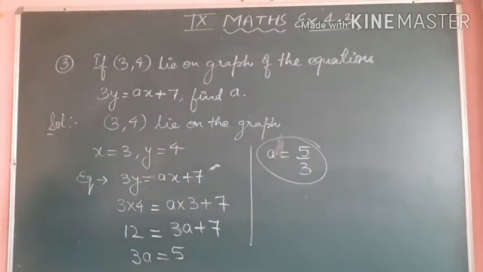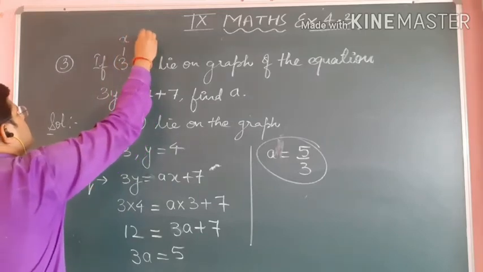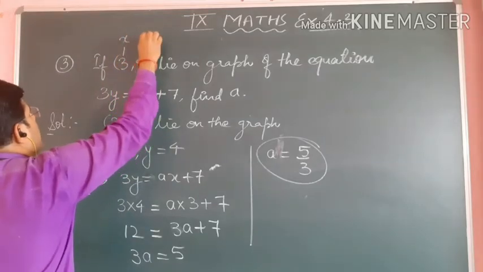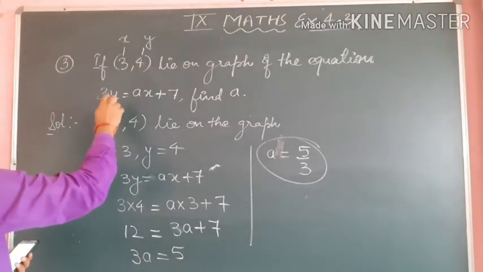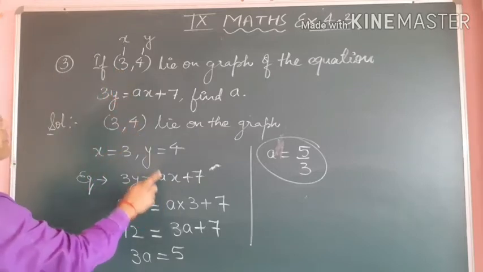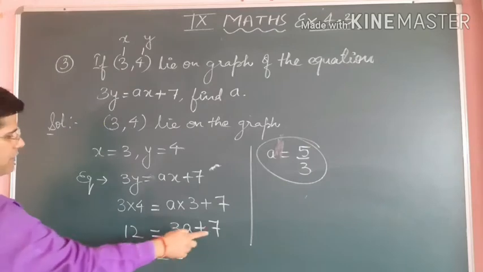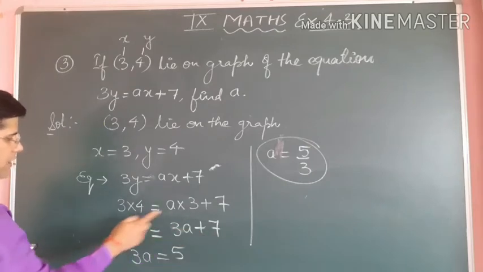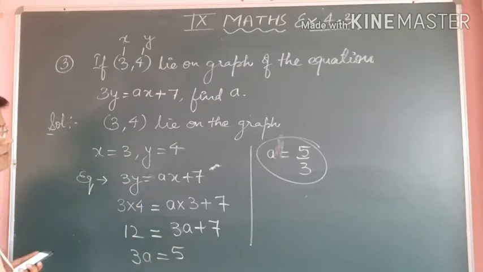How do we find a? Firstly, we refer to this solution as x and y. This one is x and this one is y by geometry. Now put x and y in the particular equation. In place of x, we put 3, so 3a. In place of y, we put 4, and 3 times 4 is 12. When we transfer the 7 to the other side, 12 minus 7 equal to 5. And when we divide by 3, it will become 5 upon 3.